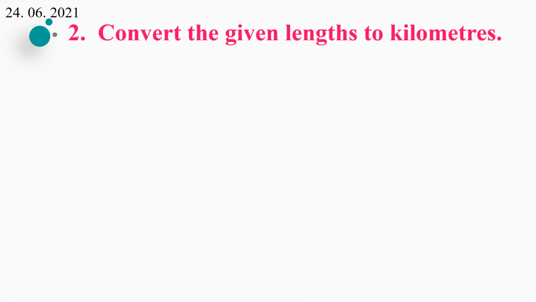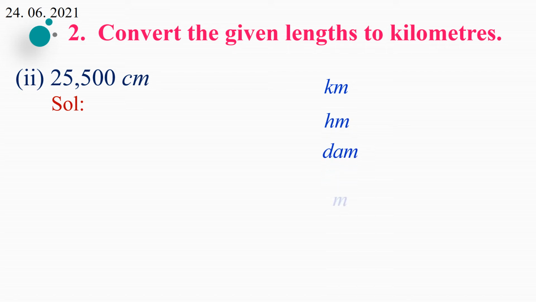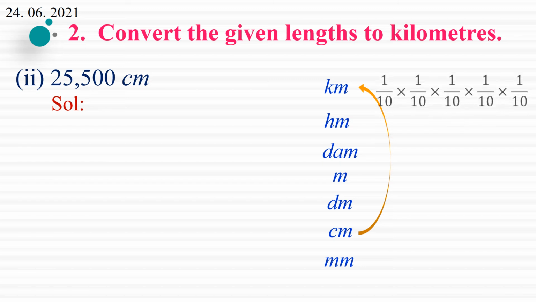Let's see second Roman. Convert the given length to kilometers. Second problem, 25,500 centimeter. Let us find the solution. Here, convert centimeter to kilometer, smaller unit to higher unit. First, write the formula. Start from centimeter to kilometer. We have to move 5 steps upward.